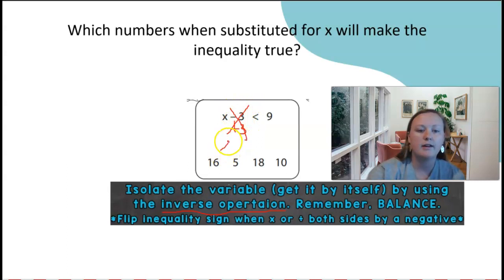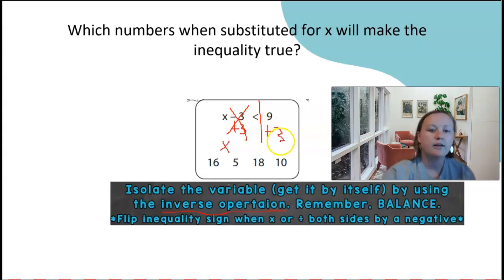Now X is by itself. But whatever I do to one side, I have to do to the other. So I added 3 on one side. I'm going to add 3 on the other side. So now I have 9 plus 3 equals 12. I'm going to carry my sign down, which is a less than sign. So let's rewrite it. X is less than 12.